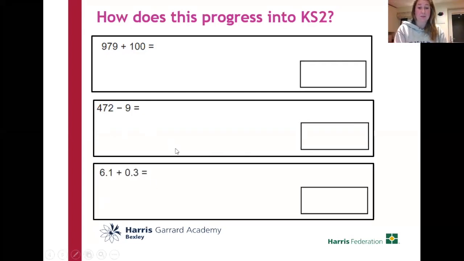That's the only way they challenge them. Or this one, slightly different. We don't teach decimals until we get into Year 4.